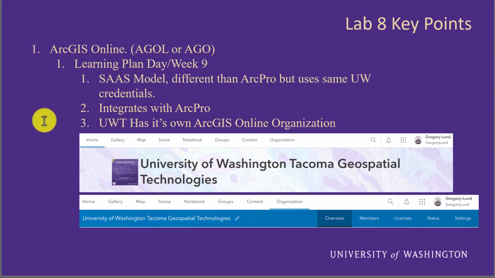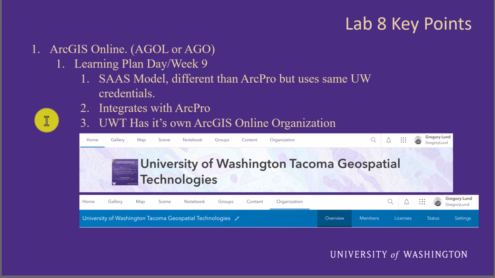UW-T, as I already mentioned, has its own ArcGIS Online organization. This is strictly for UW-T use. It's administered here at UW Tacoma for the entire campus. Other classes use it as well, but primarily it's the School of Urban Studies and our GIS classes. Some other classes, such as urban design, students use it, and in environmental science, some of the instructors or faculty, professors are having their students create story maps using ArcGIS Online.